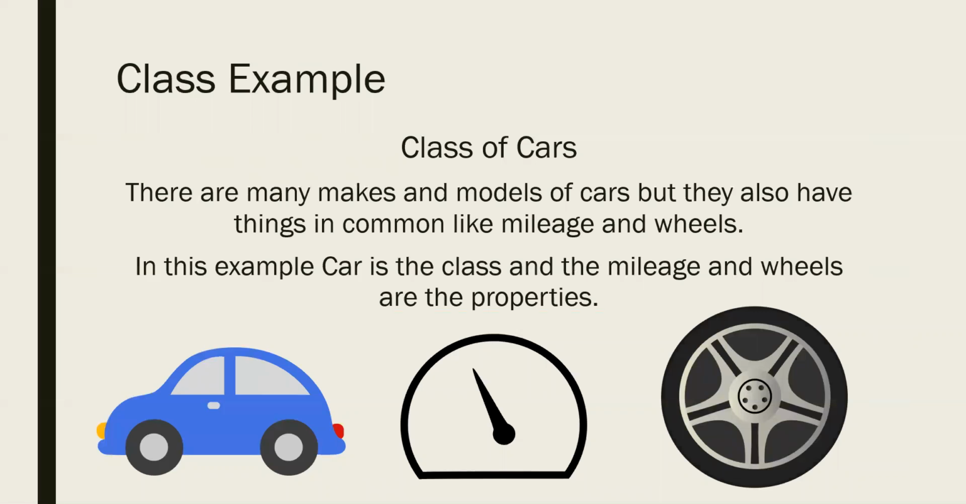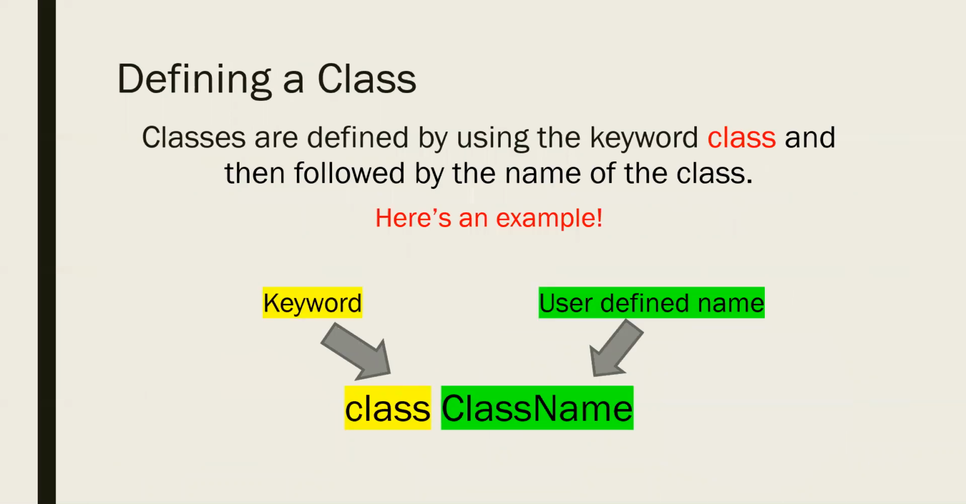There are many different makes and models of cars, but they also have things in common, like having wheels and mileage. In this example, the class is a car, and the mileage and wheels are the properties of the car class. Now, on to defining a class. This is done by using the keyword class followed by the name of your class. As you can see below, the yellow represents the keyword class and the green would be your class.